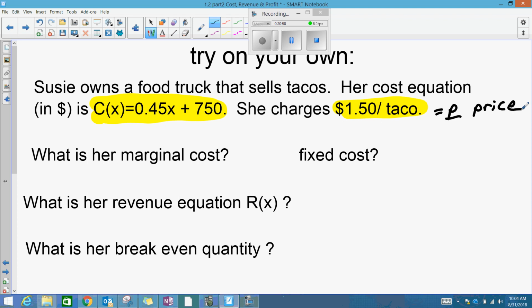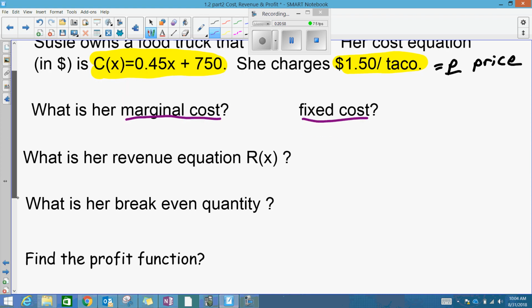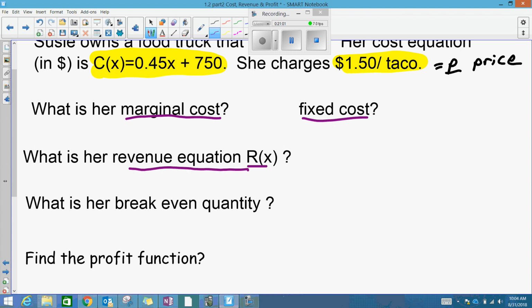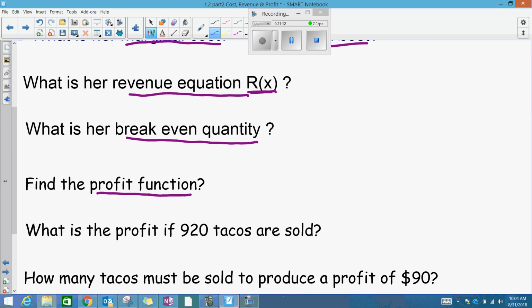So now I want you to answer these questions. What is the marginal cost? Again, refer to the cost function for that. What is the fixed cost? Refer to the cost function. What is her revenue equation? So you want to produce R equals p times x as an equation. What is her break-even quantity? Again, that's going to be when the revenue equals cost. Find the profit function. Again, this is going to be revenue minus cost. Again, just a little review there. Break even is when revenue equals cost. Profit is revenue minus cost.